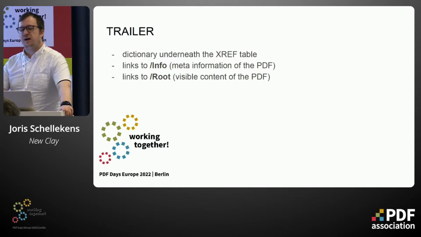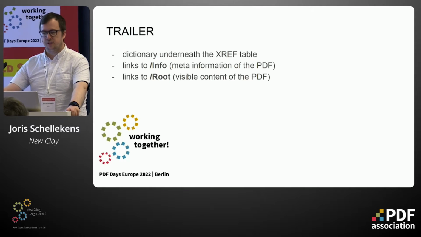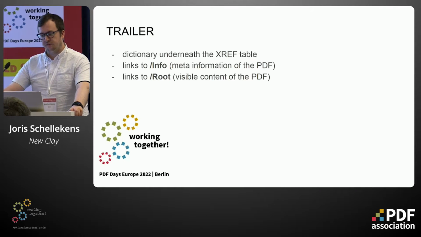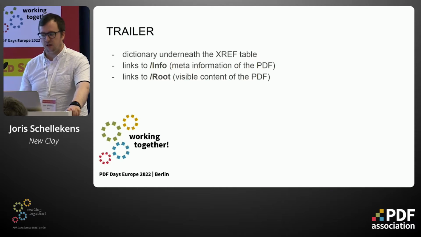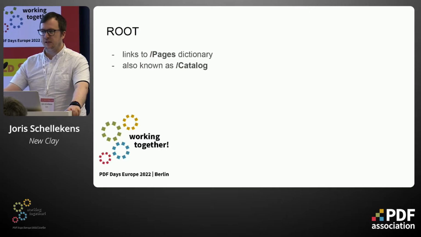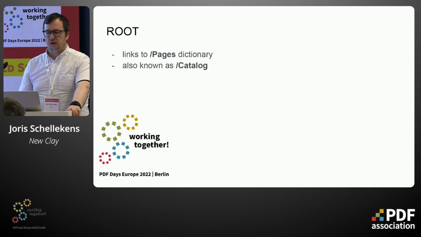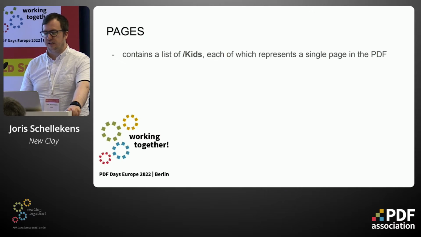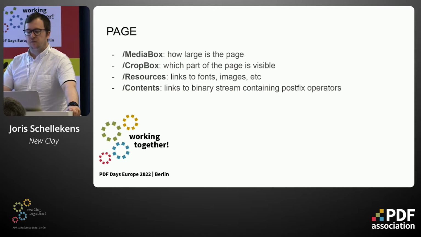The trailer can be found directly underneath the cross-reference table, and it's where the document starts. It's where all of the information can be found. Information dictionary and root are linked there. The root then links us back to pages, which is also known as catalog. And then pages contains a list of kids, and kids is an object of type page, which has these attributes in order to render it, in order to render the images and fonts inside of it.